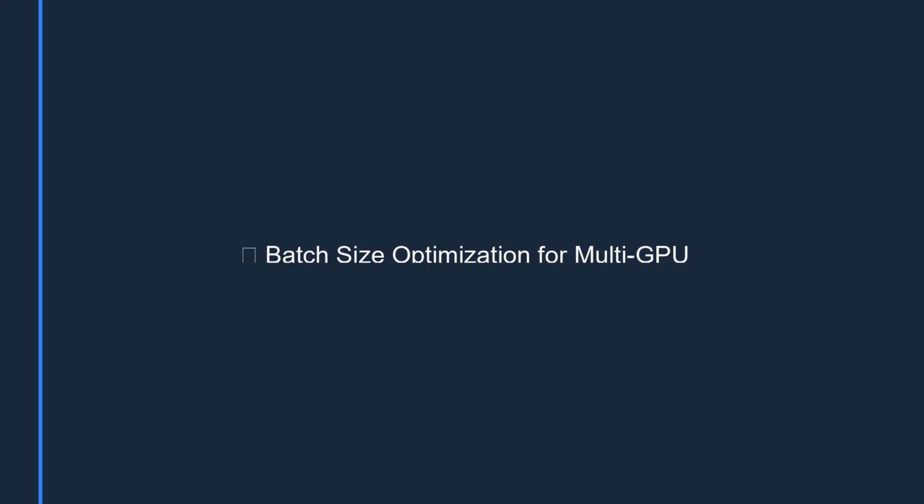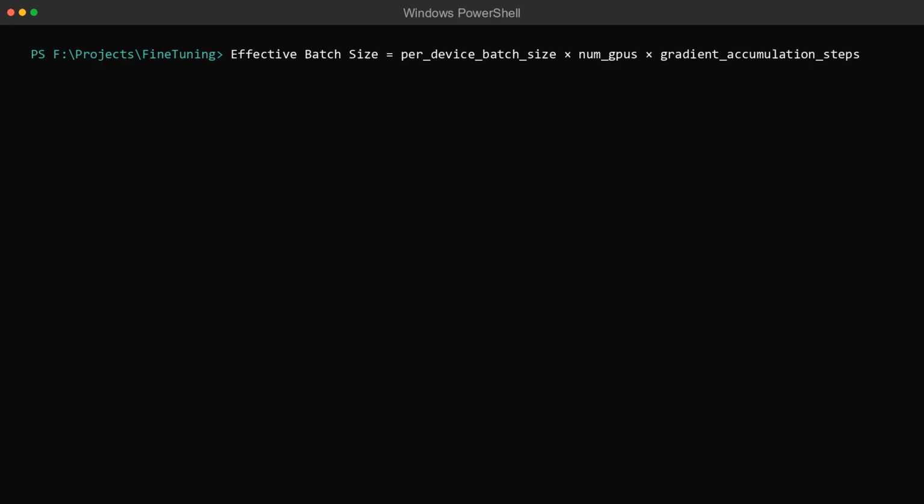Batch size optimization for multi-GPU. Effective batch size is the number that actually governs how your model learns. It's what the optimizer sees, not what any single GPU sees. The formula is straightforward. Multiply per_device_batch_size by num_GPUs, then multiply that by gradient_accumulation. Each factor serves a distinct purpose.